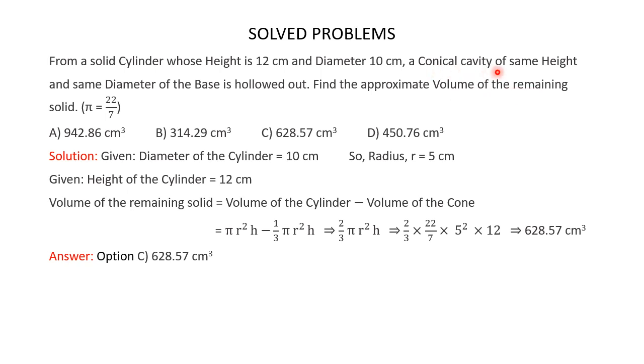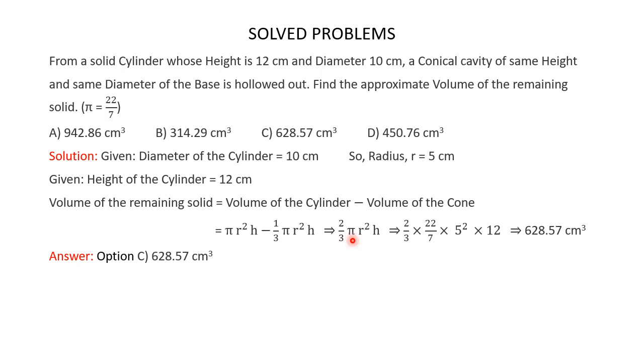Now a conical cavity is hollowed out from a solid cylinder and we have to find the volume of the remaining solid. Now volume of the remaining solid would be equal to volume of the cylinder minus volume of the cone. We know that the volume of the cylinder is pi r squared h and volume of the cone is 1 by 3 multiplied by pi r squared h. So volume of the remaining solid is equal to pi r squared h minus 1 by 3 multiplied by pi r squared h. This is nothing but 2 by 3 pi r squared h.